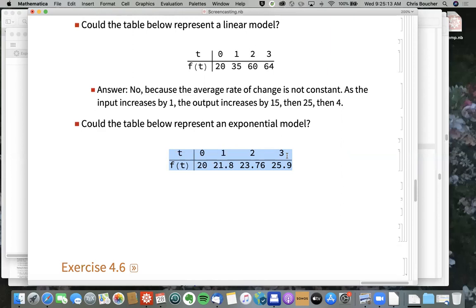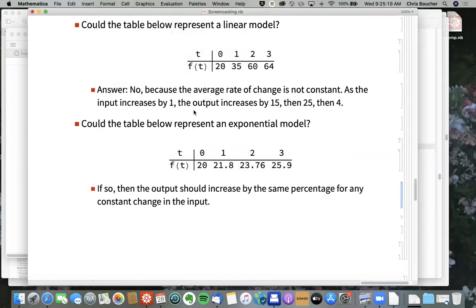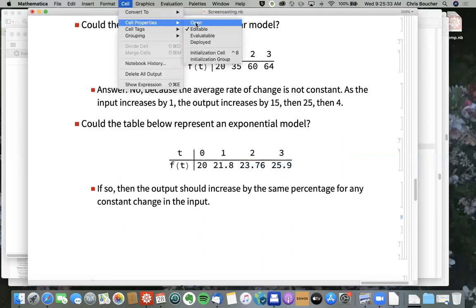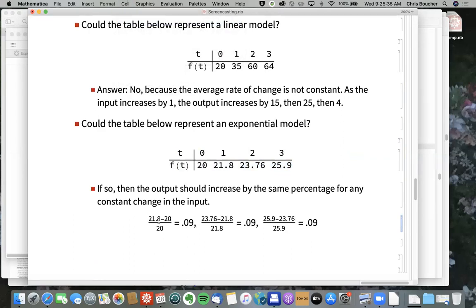Exponential models have a constant percent growth from one time period to the next. And we can check this as well, right? The output should increase by the same percentage. So whatever percent increase that is, this should be the same percent increase, and this should be the same percent increase if it's going to be an exponential model. Well, we can check that, right? We just do new minus old over old.